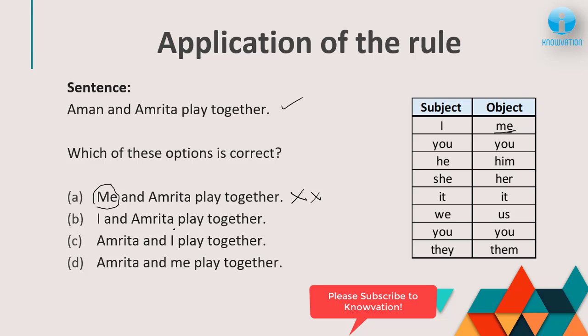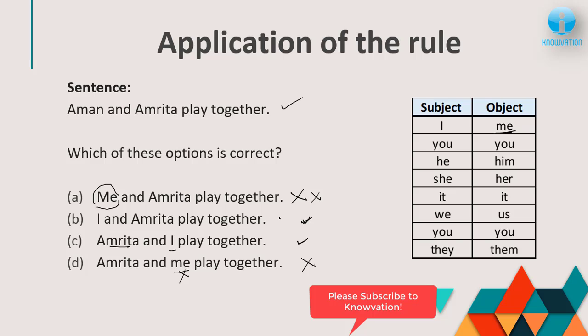I and Amrita play together. Haan dosto, this is actually correct. I and Amrita play together, this is correct. Amrita and I play together, yes, this is also correct because Amrita is used as a noun and I as a subject pronoun. Amrita and me play together, no. In subject, we cannot use me here. So this is also wrong.